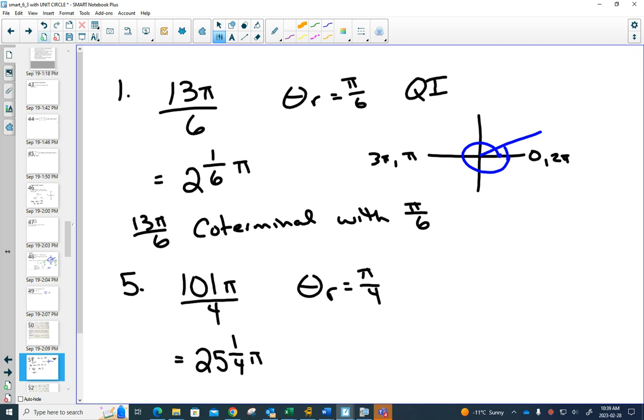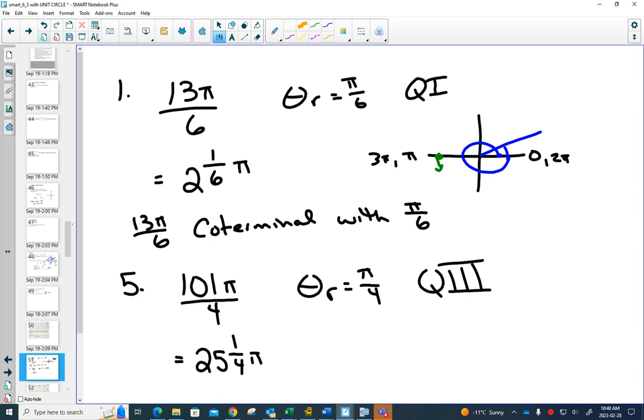25 is an odd number. That would take you to the negative x-axis. You're going in the positive direction because it's positive 25. So we're going to be going in this direction. Will we be going past the halfway point? No. 1/4 is less than half. So I know this is in quadrant 3. See how that logic works?